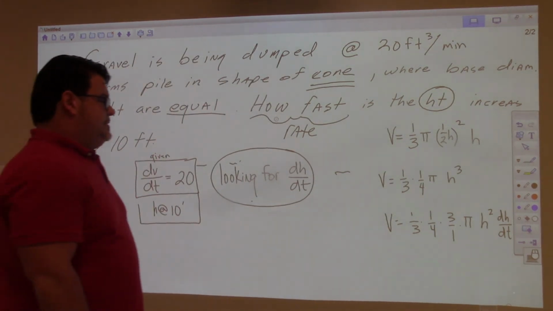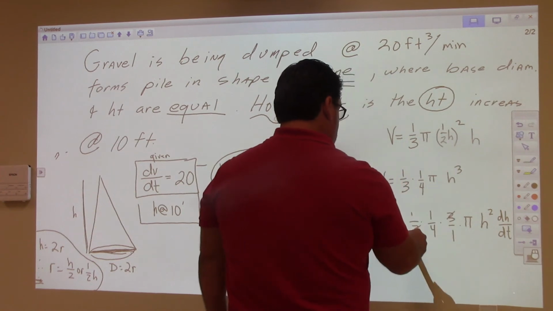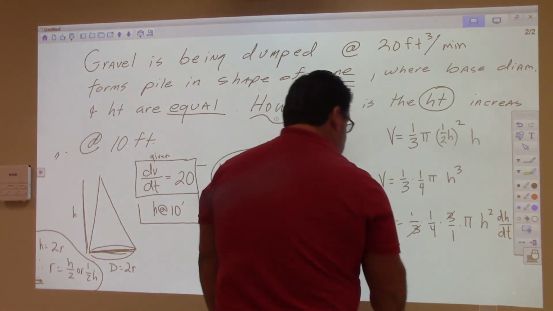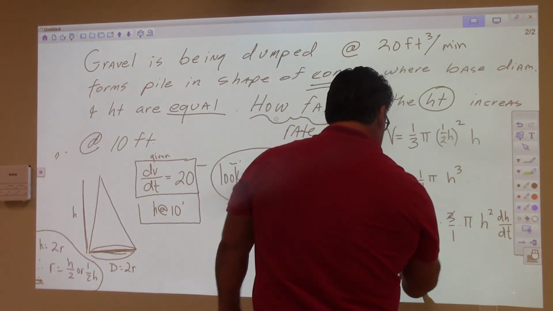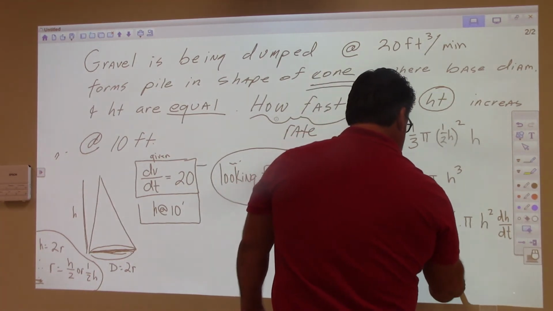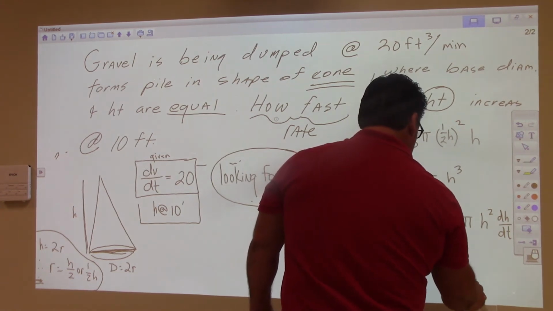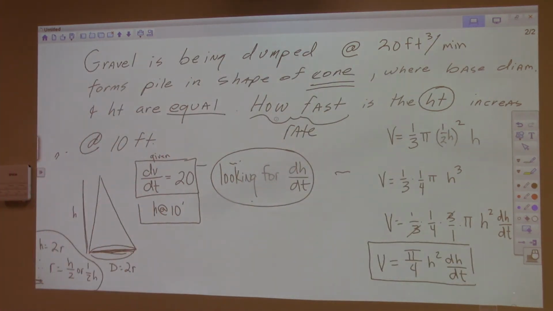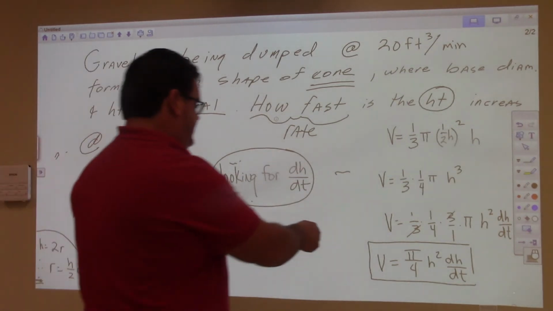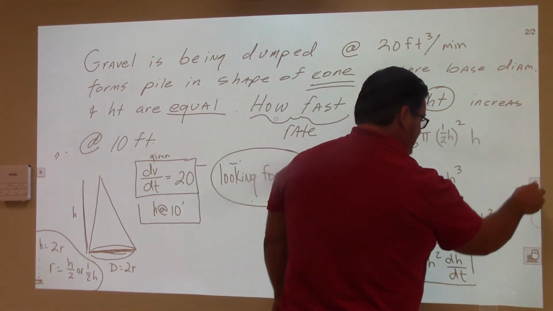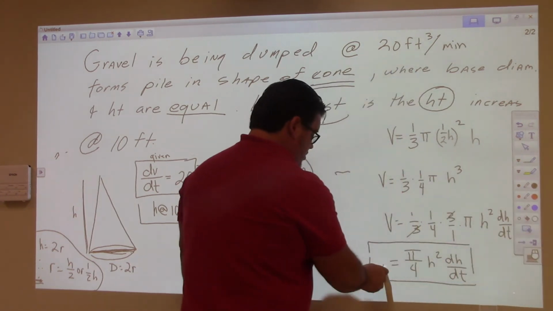And what happens to the 3's? They cancel, Hubert. Thank you, class. So V is equal to pi over 4 H squared dH/dt. What'd y'all get? Yep. Okay, now take the derivative. Oh, we did take the derivative. Now plug and chug. Oh, I didn't. Did I take the derivative? No, I didn't. dV/dt. Sorry. I took half the derivative. But y'all were going to catch that, right?